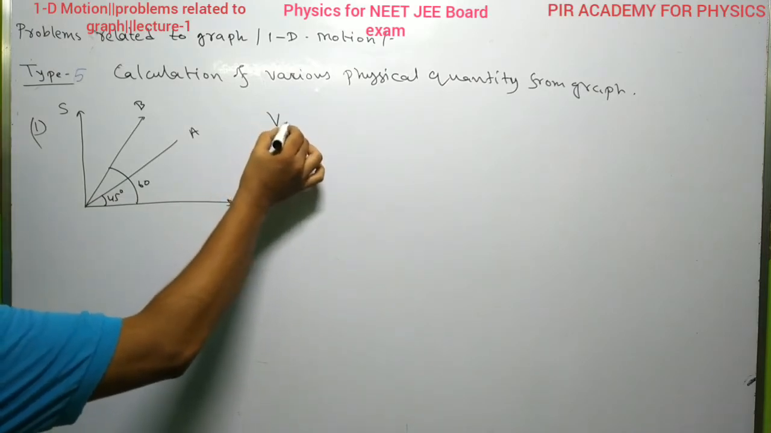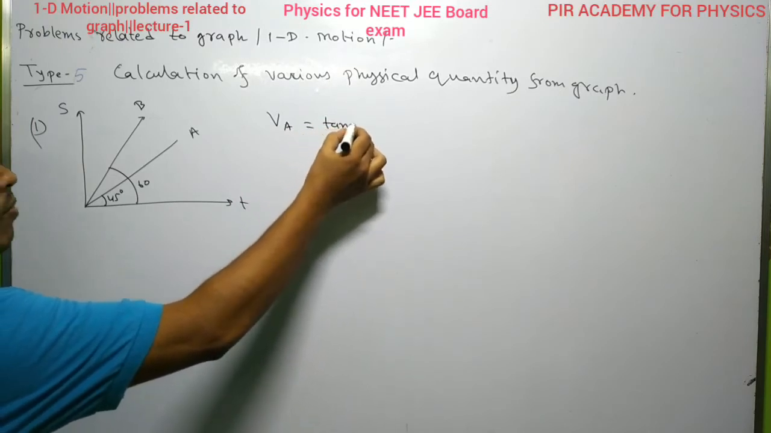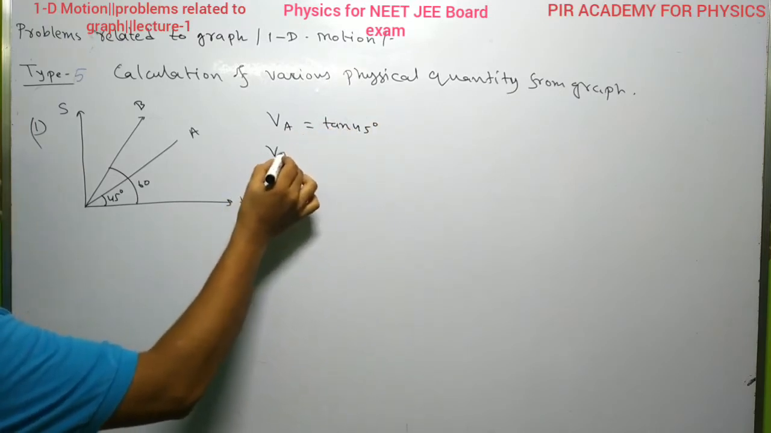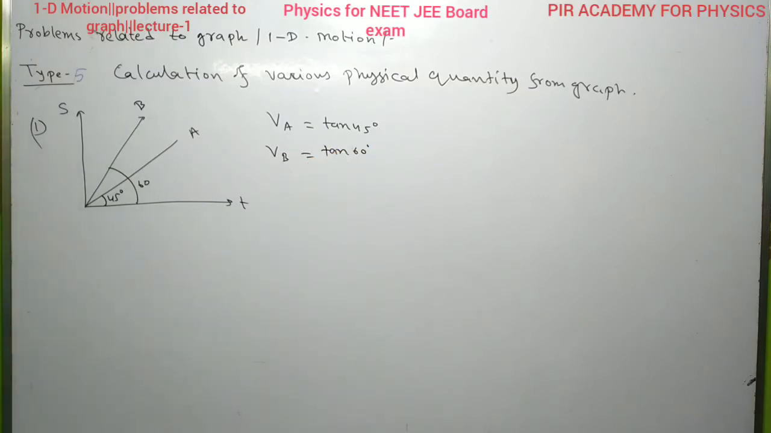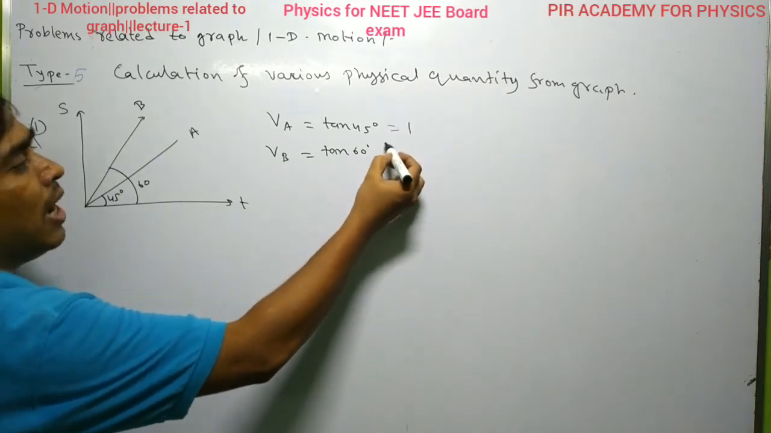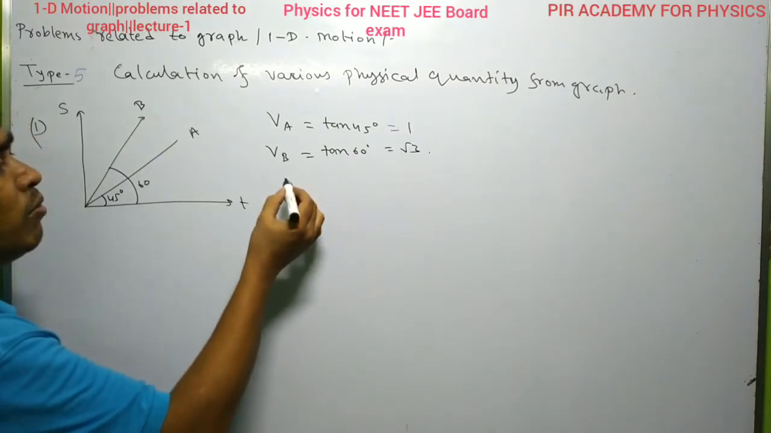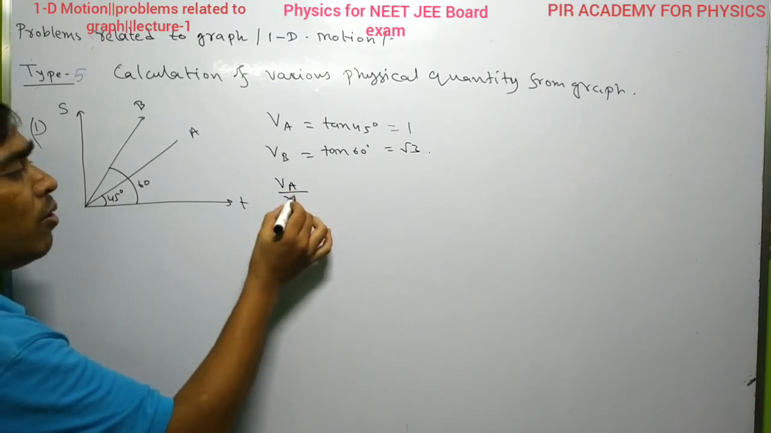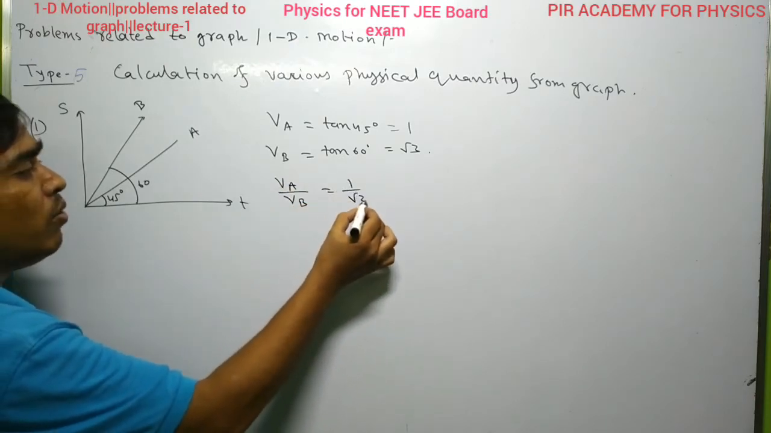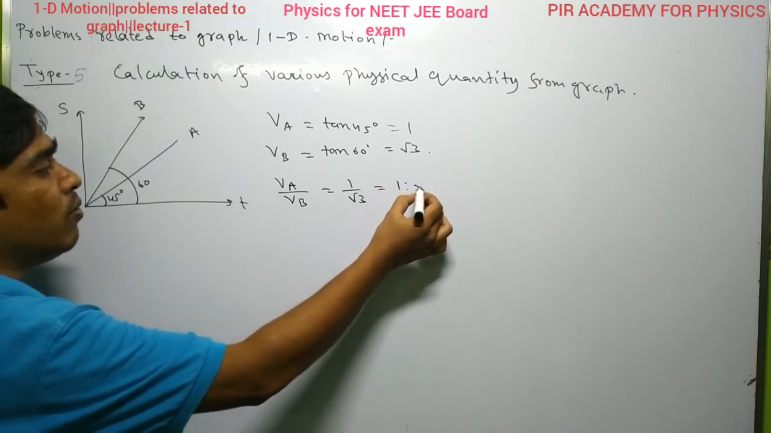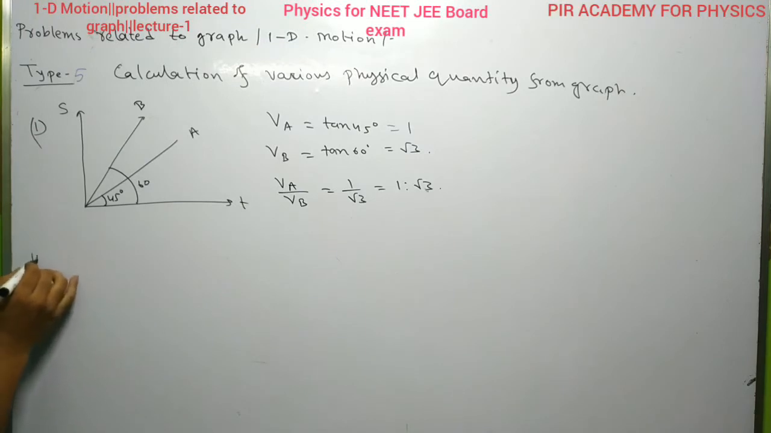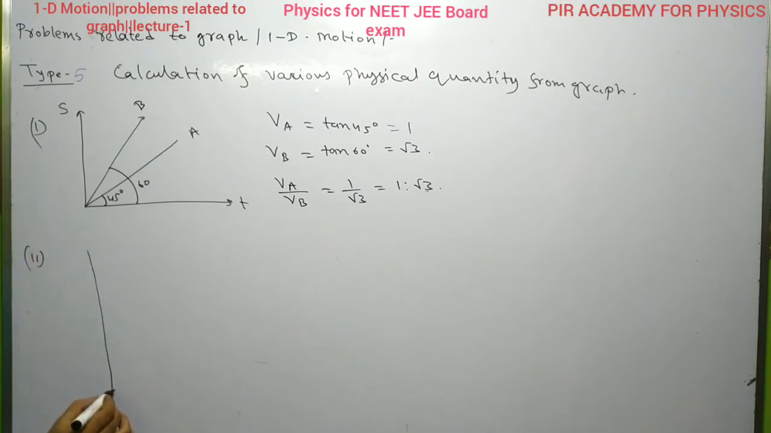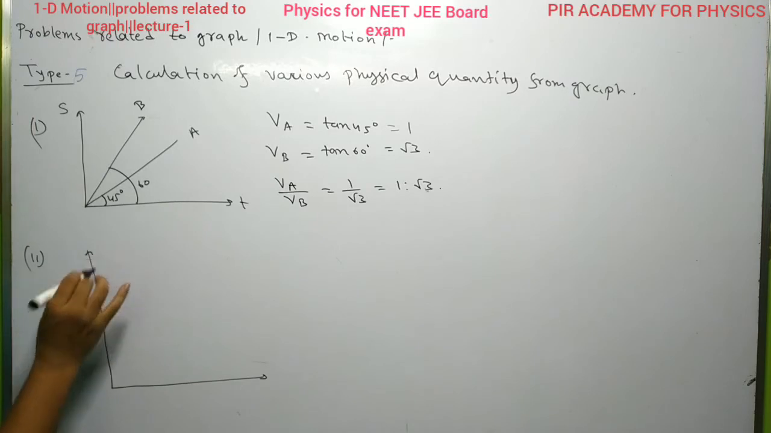That means the velocity of A will be tan 45 degrees and the velocity of B will be tan 60 degrees, because the slope of an ST graph gives the velocity of a particle. So it will be 1 and √3. The ratio of these particles is 1 by √3, that means 1:√3. Number 1 done.